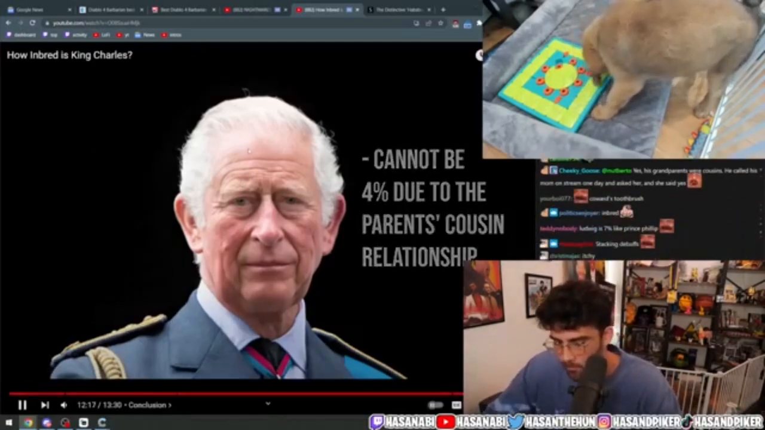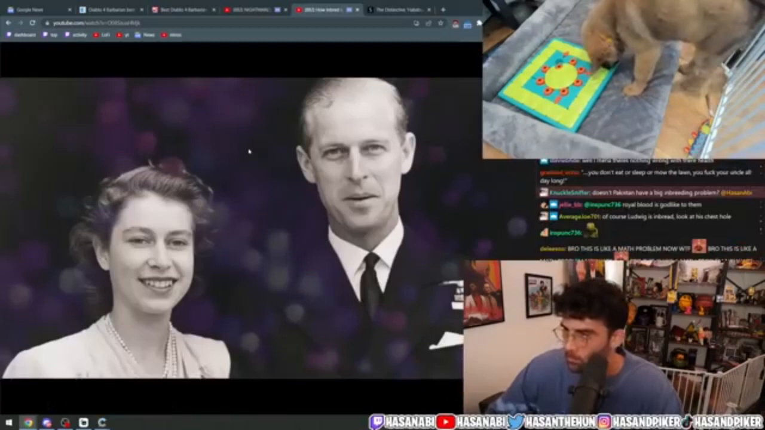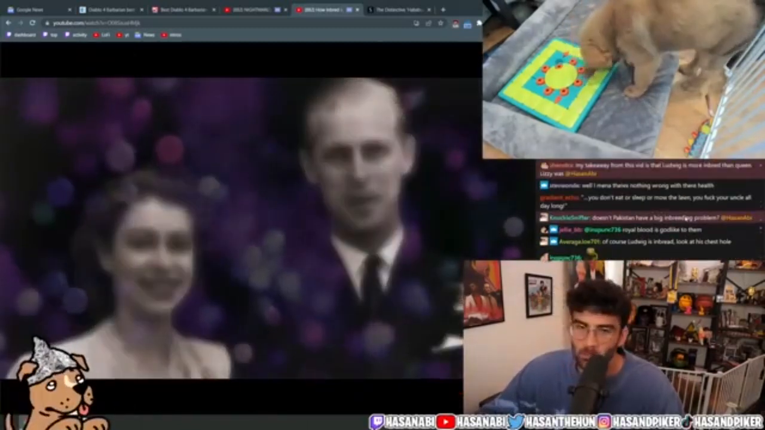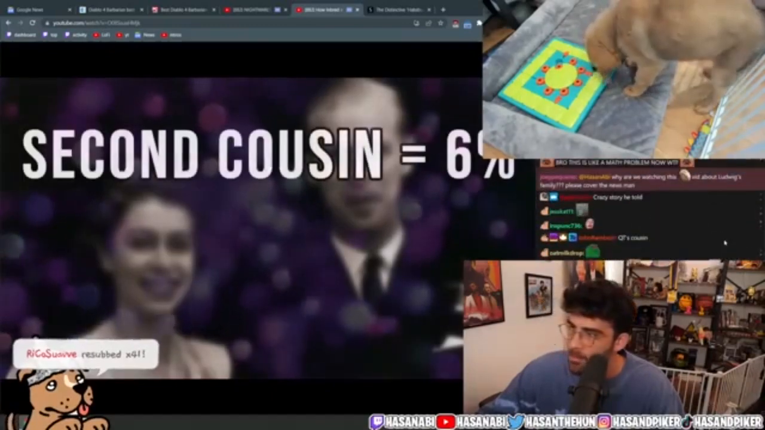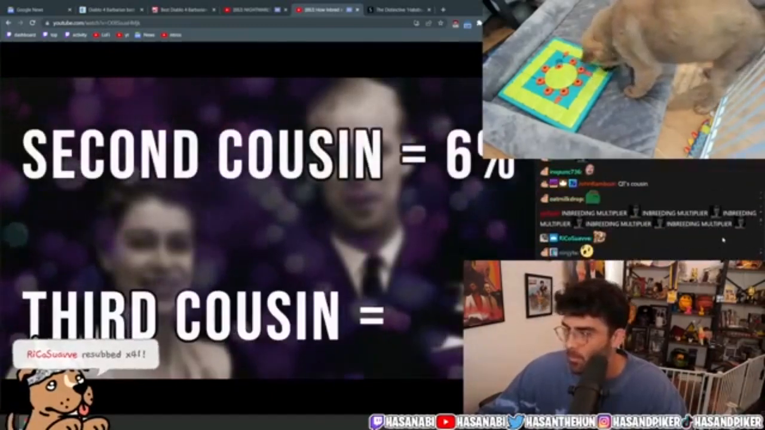Because of the multiple lines of relationship, this acts as an enhancement to the children's level of inbreeding. So we would, as a base level, combine the second cousin relationship, 6%, and apply that to the third cousin relationship.